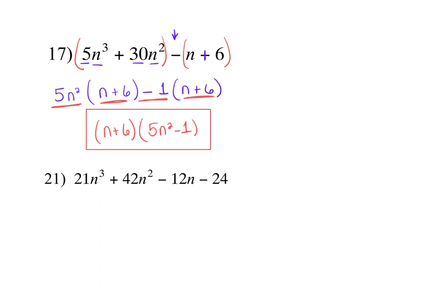All right, for the next one, again, your first step is to look for a common factor. And so if you look at number 21, the first thing you need to do is say, can I take something out of all of these numbers?